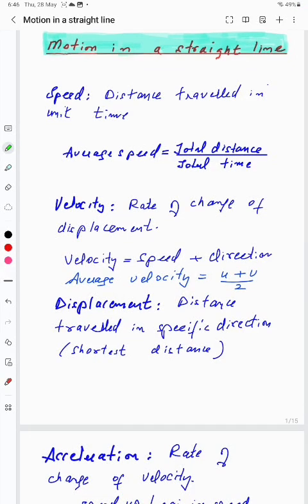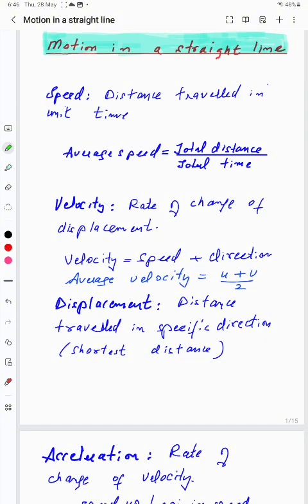Motion in a straight line. Speed can be defined as distance traveled in unit time. Formula for average speed is total distance over total time.